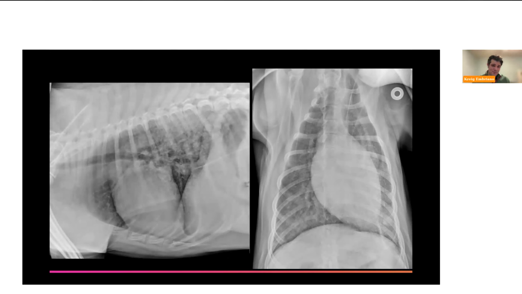This is a case, now your differential sets can vary here, and there's a number of differentials you'd want to have. Things like pulmonary lymphoma would still be on the list, or malignant neoplasia such as lymphoma or round cell. Hemorrhage can definitely do this. PTEs can do this, a subset of hemorrhage. Non-cardiogenic pulmonary edema, considering the caudodorsal distribution, you'd have to keep in mind.